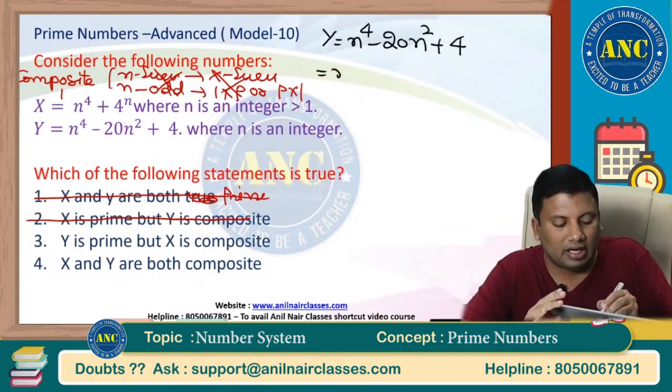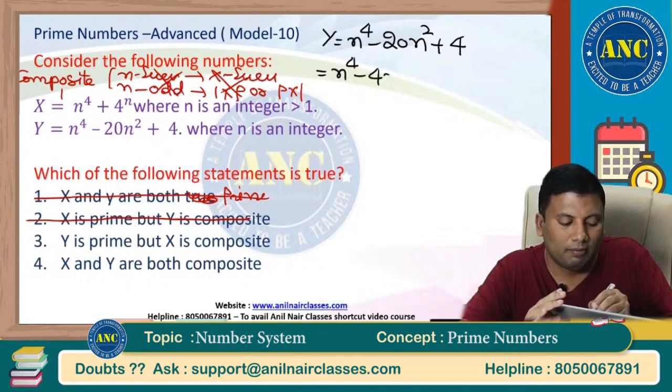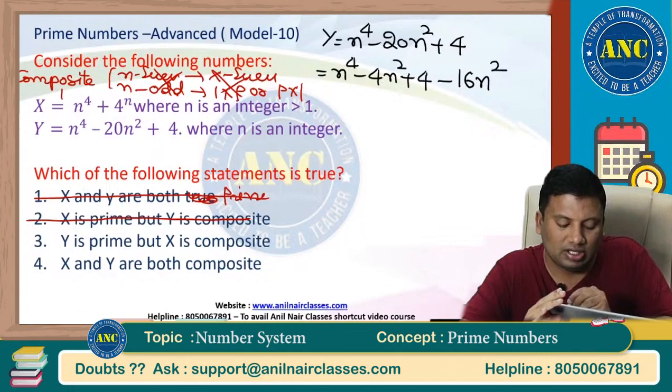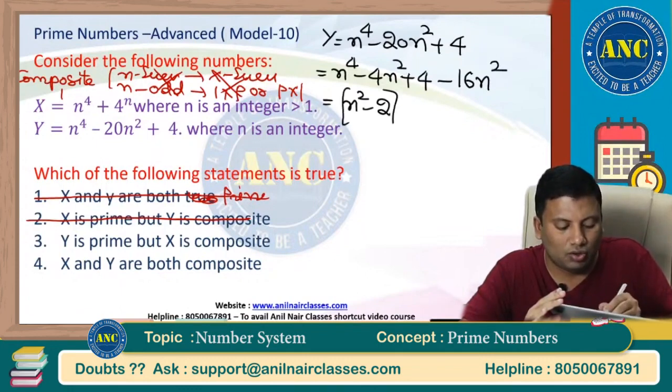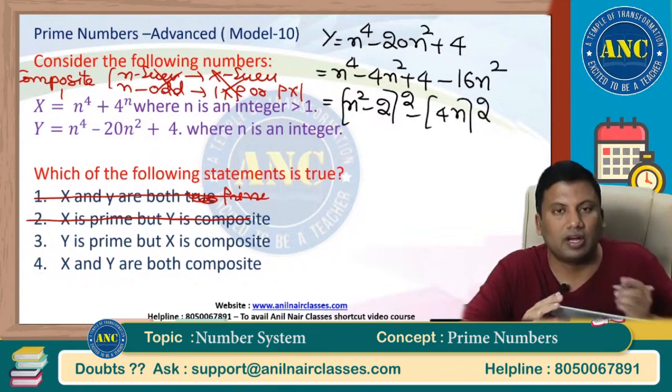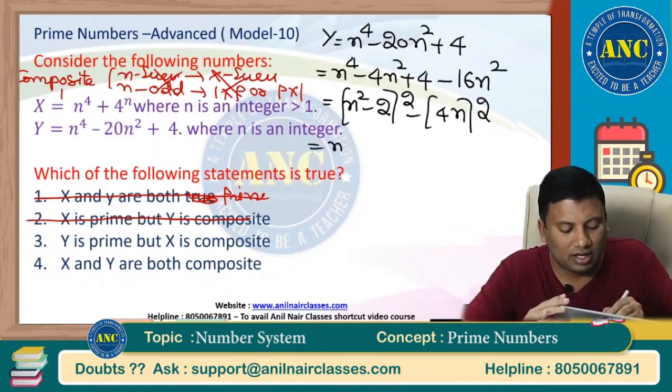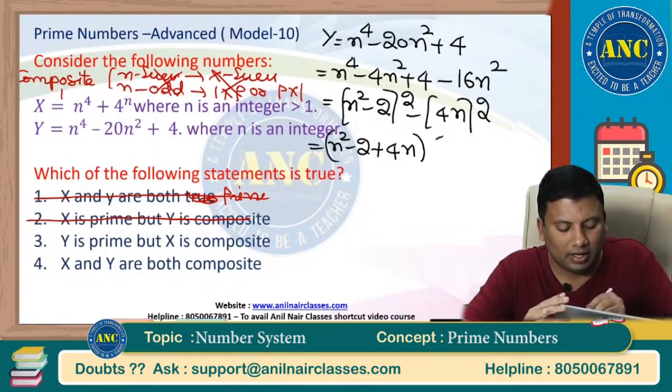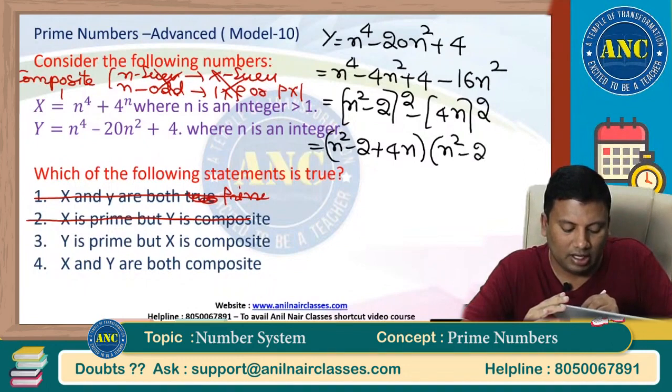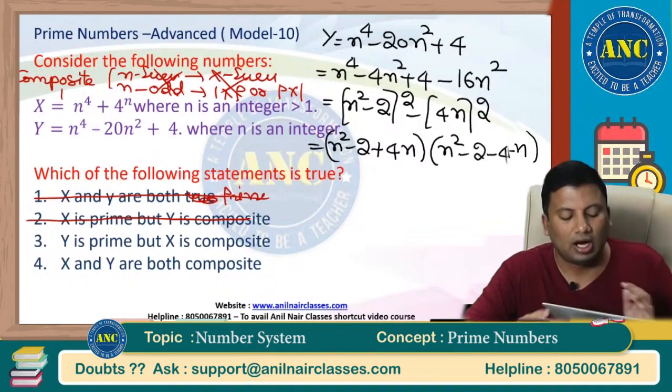This can be written as n power 4 minus 4n square plus 4 minus 16n square. This is nothing but n square minus 2 whole square, and 16n square is 4n whole square. A square minus b square, a plus b into a minus b. N square minus 2 minus 4n. Are you all with me?